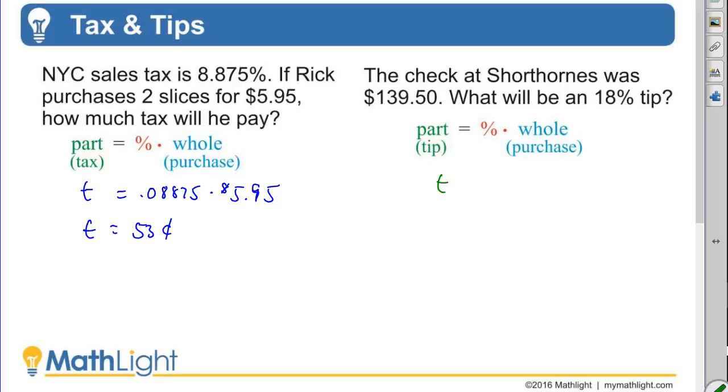Okay, so we're going to figure this out pretty easy. The tip, I'm going to use T again. Here, let me get my blue. All right, percent 0.18 is 18% times the check, $139.50. And like anything else, you can solve for any of the parts. It's just an equation. Once you have your formula, you got your equation, then you're ready to solve for anything. All right, so I'm multiplying this out, 0.18, and I get $25.11.